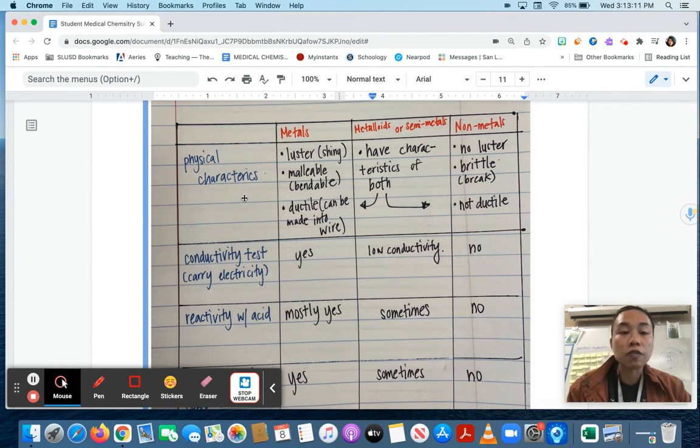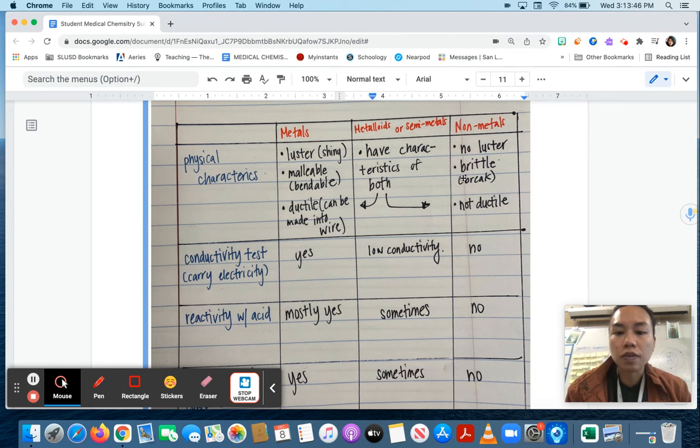Right? So, first is physical characteristics, or what the element looks like. Metals tend to be shiny, and in chemistry, we don't really refer to it as shiny. We would use the term luster. So the first vocab word is the scientific term, and in parentheses is a common descriptor. Metals also tend to be malleable, or bendable. And metals also can be ductile, or they can be made into a wire.